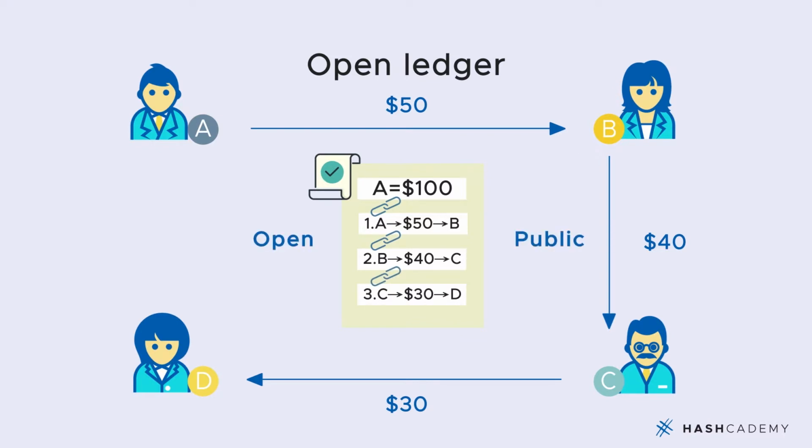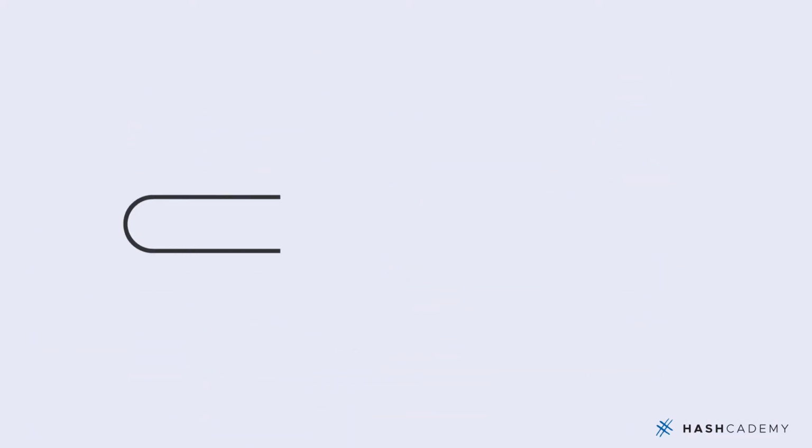This chain is open and public to everyone on the network, so everyone on the network can see where the money is, how much money each person holds, and therefore they can determine whether a transaction is valid or not. For example, if A then tries to move $100 to B, this is not a valid transaction because A does not have sufficient balance and this transaction will not be added on the ledger.